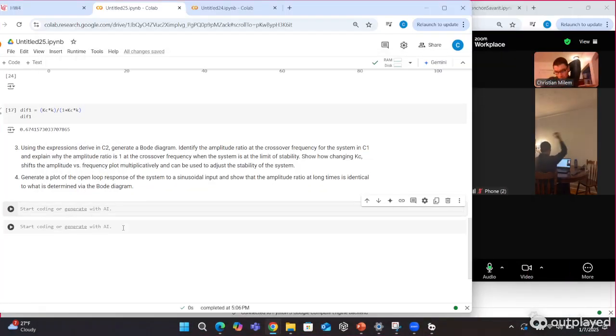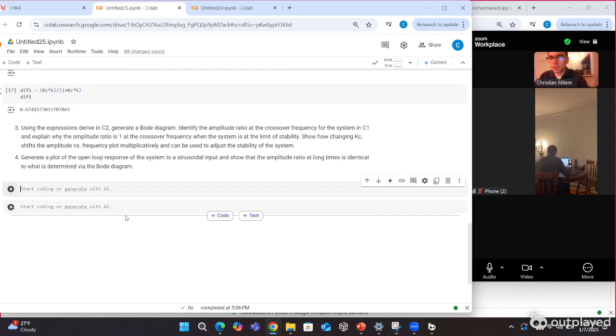All right, so onto these last two parts. So this is generating a Bode diagram and then also generating a plot of the open loop response. So let's get started. I'll write out all the pieces that we need, and then I'll probably have to cut it off and then come back for when I have to write out the script for the plot, because I mess up on those every single time, so I'm going to have to cut out no matter what.